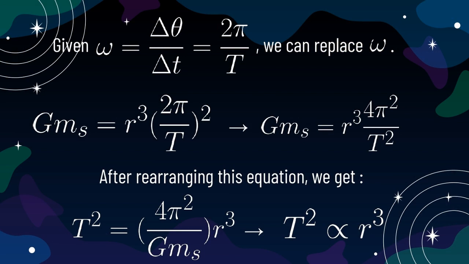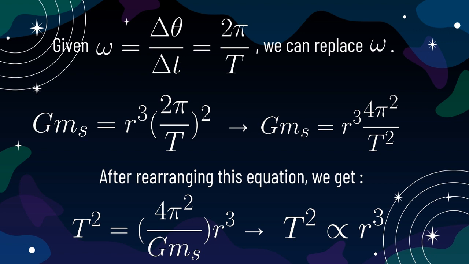Given the equation for angular velocity, which is change in angular position over change in time, we can find the equation for an entire revolution around the Sun, which is 2 pi over 1 full period, denoted by big T. With this, we can substitute angular velocity and end up with G times the mass of the Sun equals the orbital radius cubed times the quantity 4 pi squared divided by period squared. After rearranging this equation, we get period squared equals the quantity 4 pi squared all over G times the mass of the Sun, quantity closed, times the orbital radius cubed.